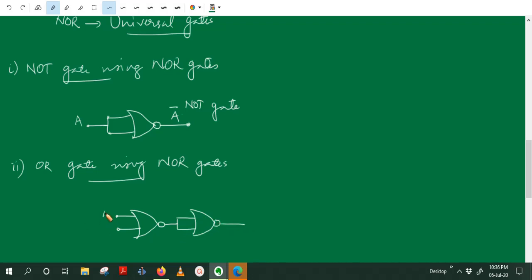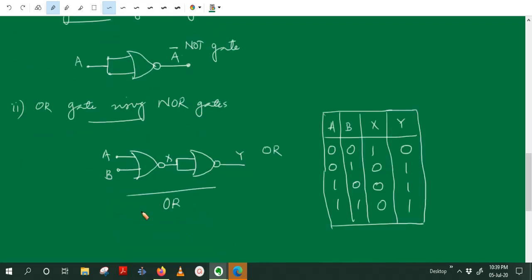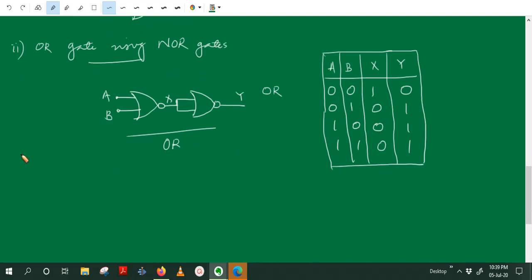So A, B, and this is Y. Here the output of the first NOR gate will give the complement of the OR gate. We are making one more complement, that means a NOT gate. We are connecting a NOT gate in series, then we are getting an OR gate here. So we can verify this also. You can verify using a truth table. So we are getting an OR gate. Next, the third one is we can construct an AND gate.